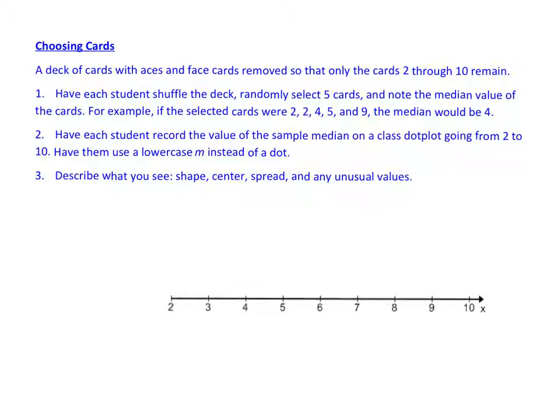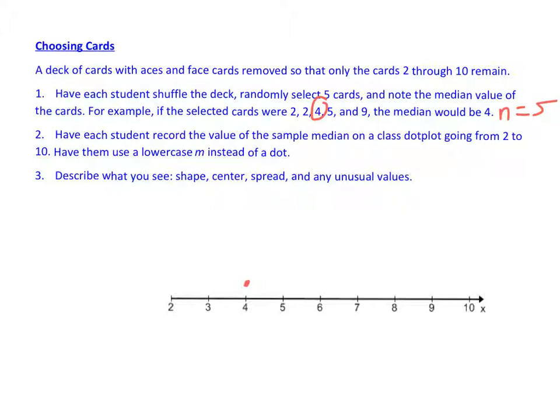So I gave you a sample on here. If you got 2, 2, 4, 5, 9, the median would be 4, and on my dot plot I would go mark a 4, right? This is starting to get into how sampling distributions are built. If you think of it as a dot plot, those dots aren't individuals. Those dots represent samples of size 5, and we took the median of those 5.